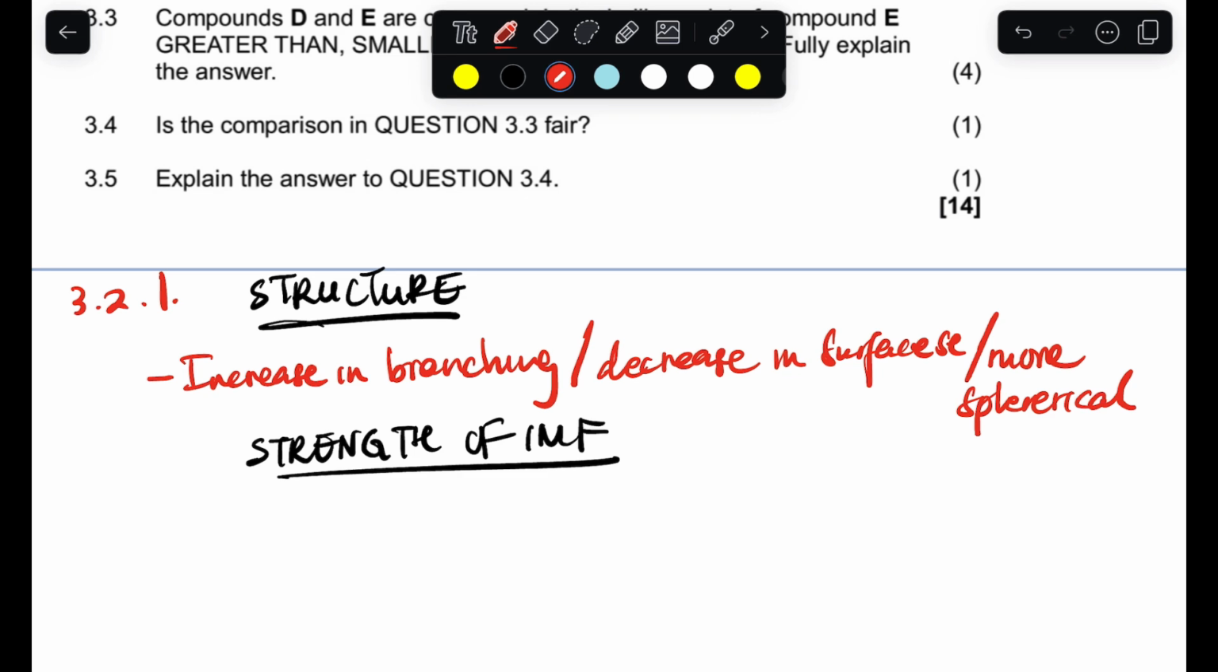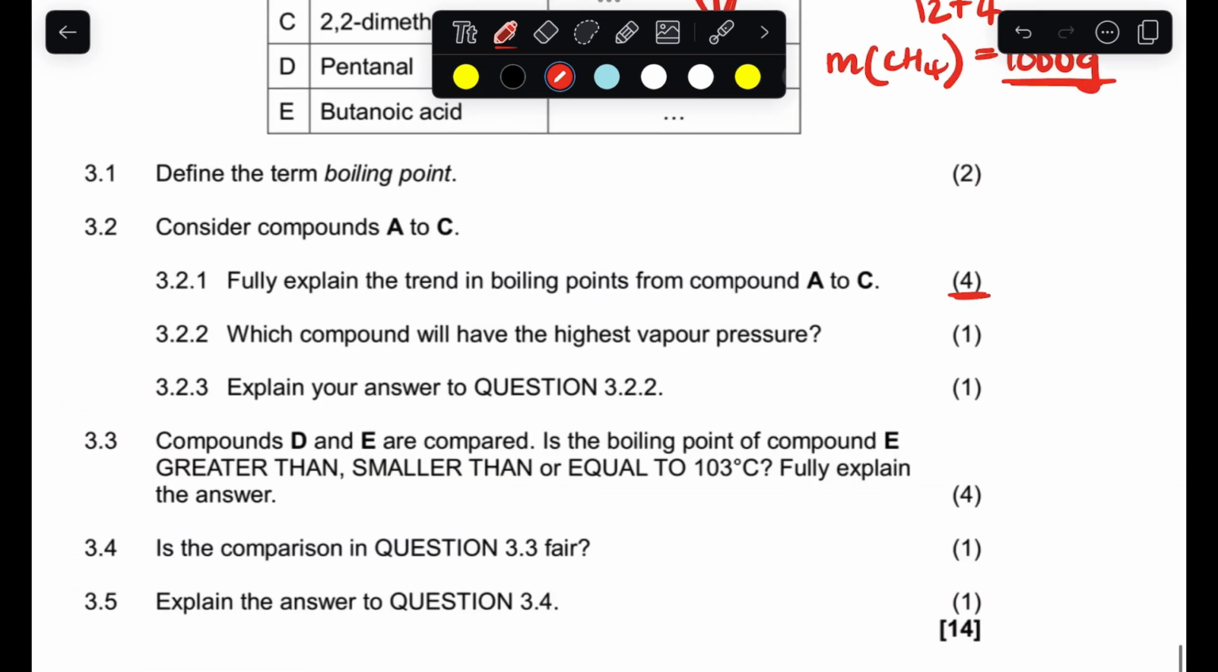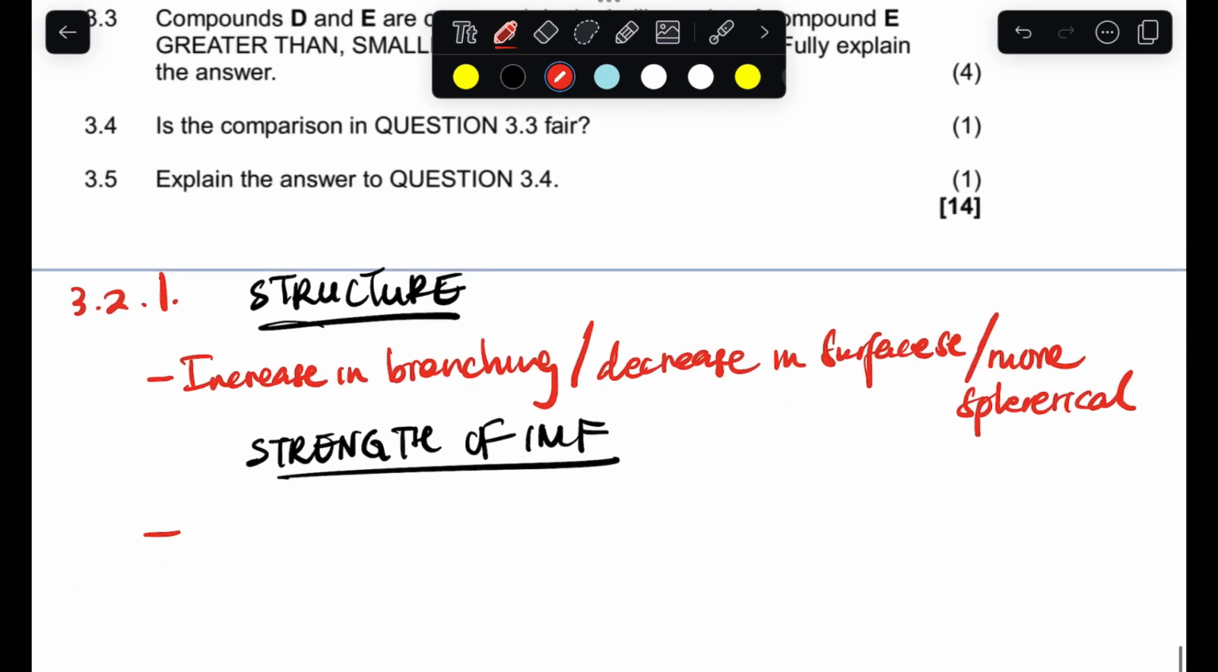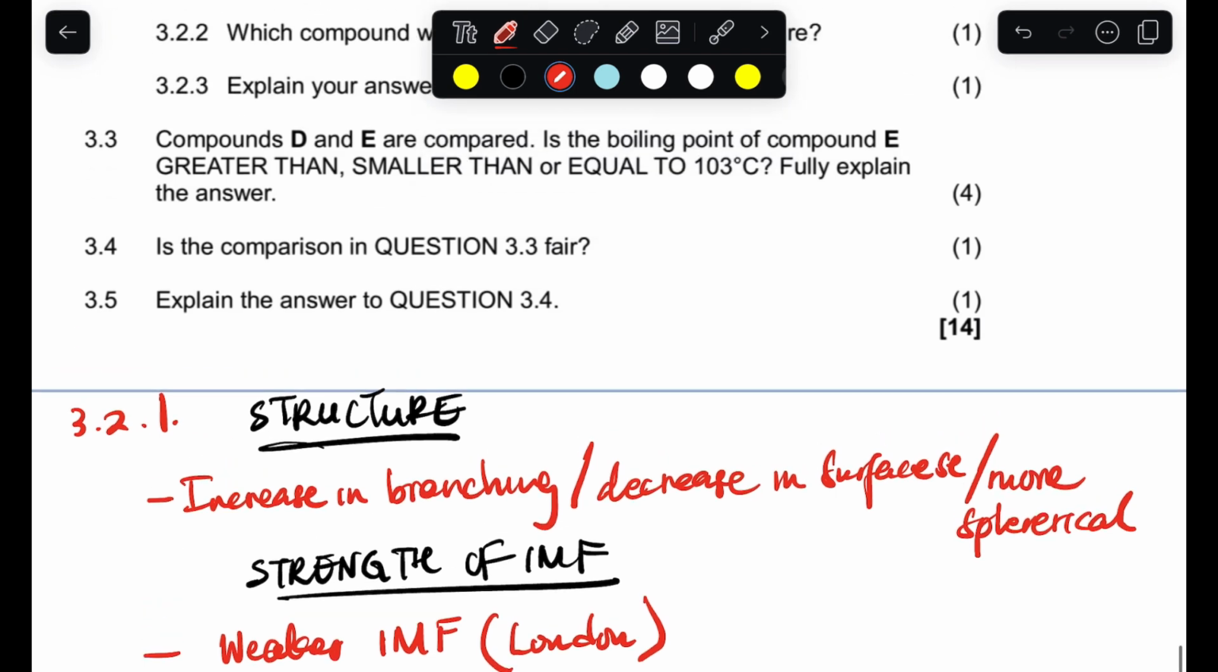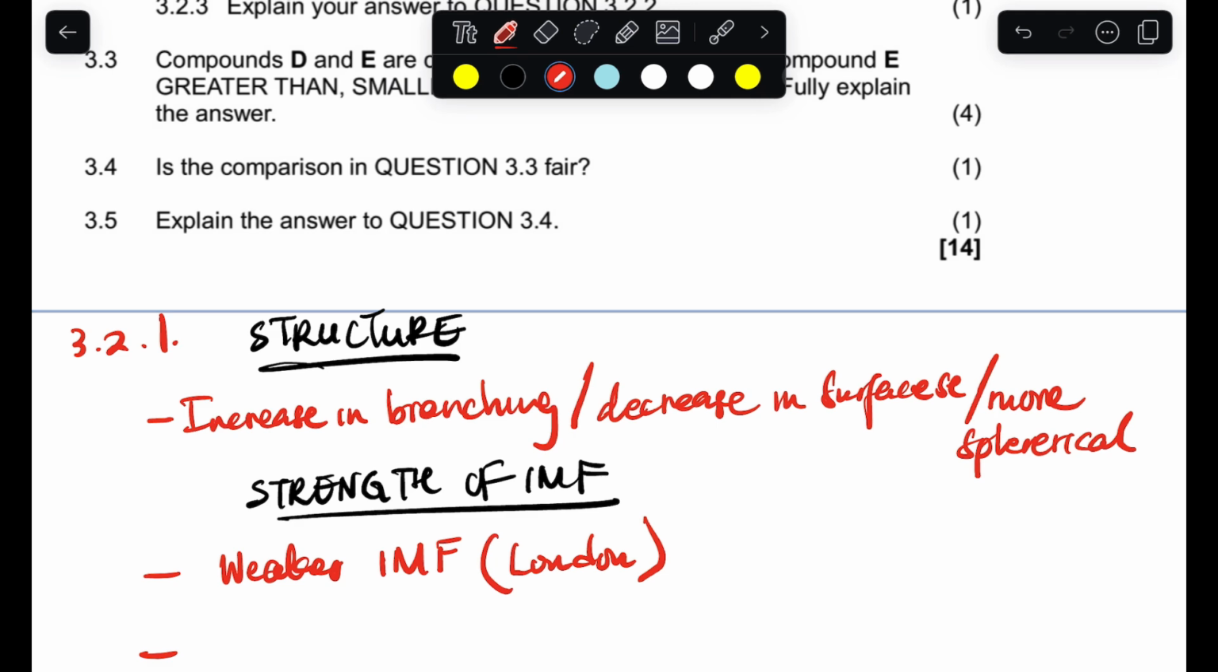So what are you going to say from A to C? There's no need to say A to C, guys. They already told you from A to C. Not unless you're doing the opposite now, from C to A. You can state that, right? From A to C, the intermolecular force are becoming weaker. You will say weaker intermolecular force, which is, what is the intermolecular force of those? It's London, right? You don't have to say it's London.